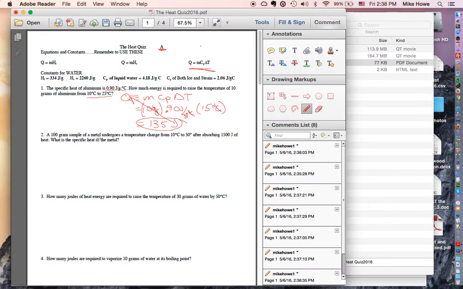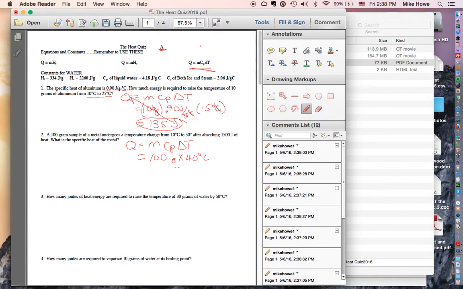Again, we have a temperature change because it tells us we're going from 10 to 50. So Q is equal to mCp delta T. And why am I using this formula? Because there's a temperature change. So the mass is 100 grams. I'm just going from left to right here with what I'm given. Temperature change from 10 to 50. So that'd be a 40-degree temperature change.